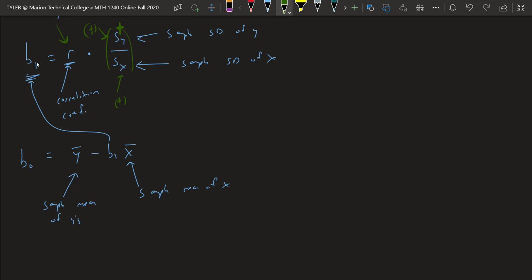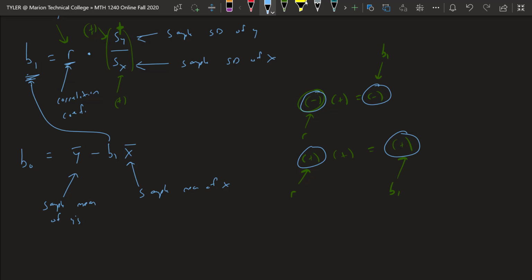If r is negative, I would have a negative number times a positive number, which is a negative number. So this would be the sign of r, and this would be the sign of b sub 1. If r is positive, then I would have a positive times a positive, which is positive. Notice that whatever the sign of r is matches the sign of b sub 1. So the sign of r is going to drive the sign of b sub 1. Looking at that equation by hand helps you see that.